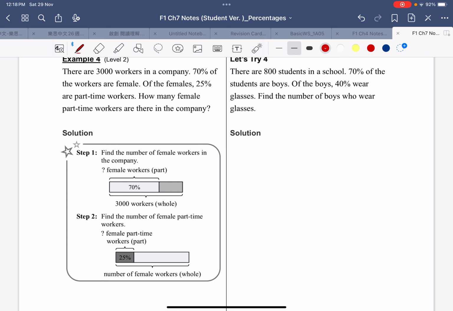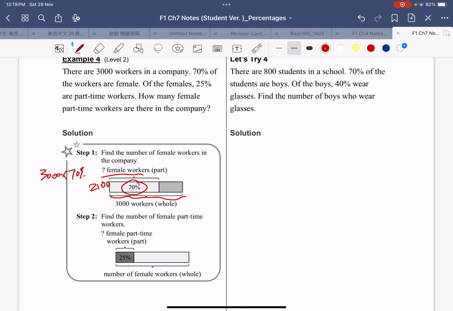So this is a two-step problem. Let's look at the question. First, find the number of female workers. The number of female workers will be the whole times 70% of the whole. It will be 3,000 times 70%, and it will give you 2100 female workers here.